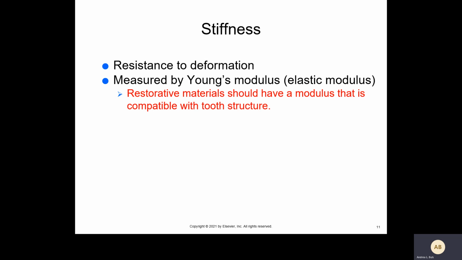Stiffness is the resistance to deformation. So this is measured by Young's modulus, which is an elastic modulus, and the restorative materials should have a modulus that is compatible with tooth structure. So we want those materials to resist deformation just like a tooth can.